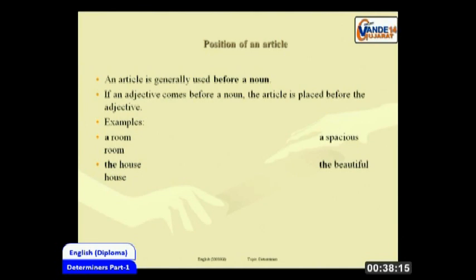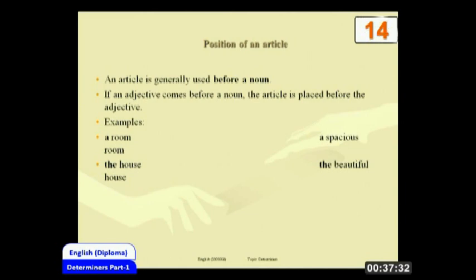Further, if an adjective comes before a noun, the article is placed before the adjective. My friends, you should have some knowledge of adjectives. What is an adjective? Adjective is a word which adds to the meaning of a noun. Adjectives are generally used before a noun. So the question comes, where should we put the article? When both noun and adjective are present in a given sentence, we should use any article, either A or AN or the, before the adjective and not before the noun.